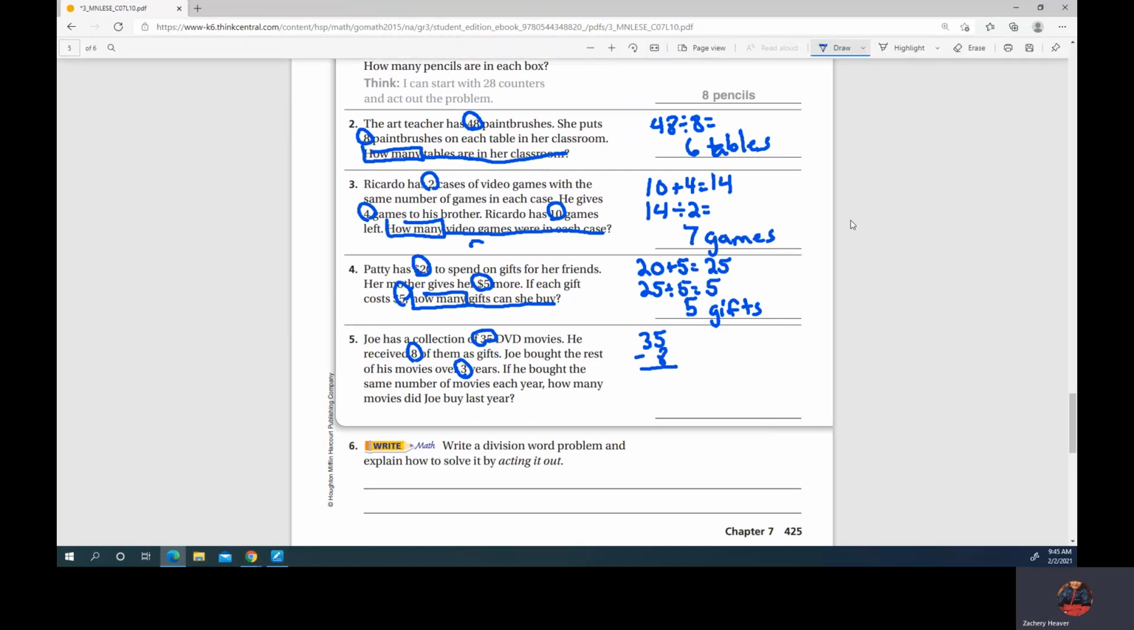I can't take 5 from 8, so my 3 becomes a 2, and my 5 becomes a 15. 15 minus 8 is 7. 2 minus 0. So he had 27 movies before he got those 8. And he bought them over 3 years. So I'm going to do 27 divided by 3. And that's going to give me 9 movies.